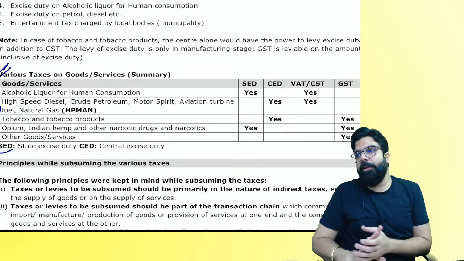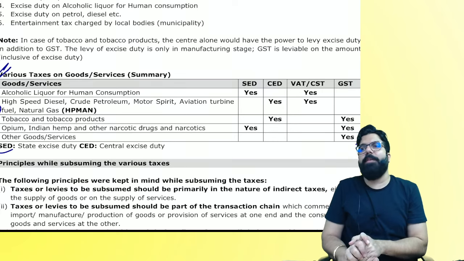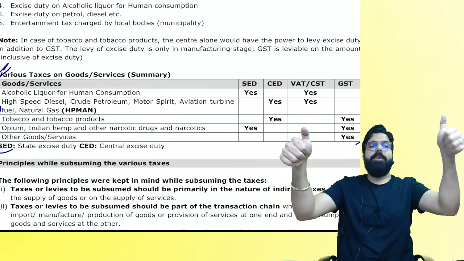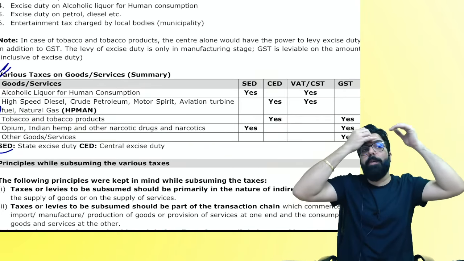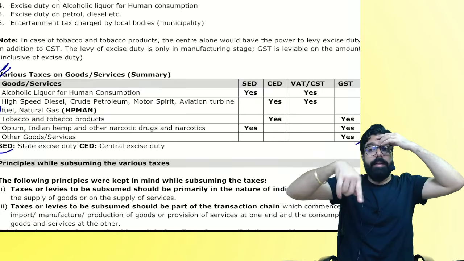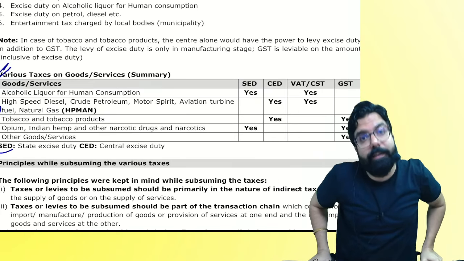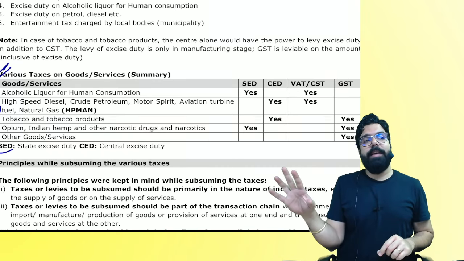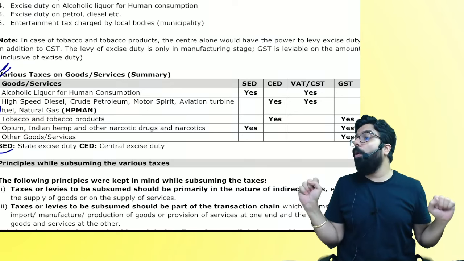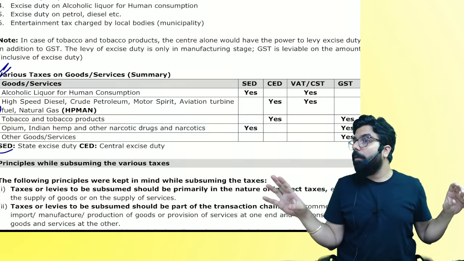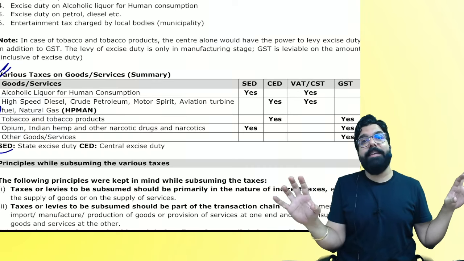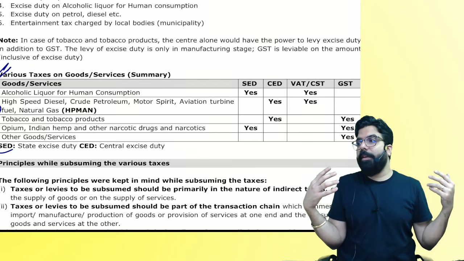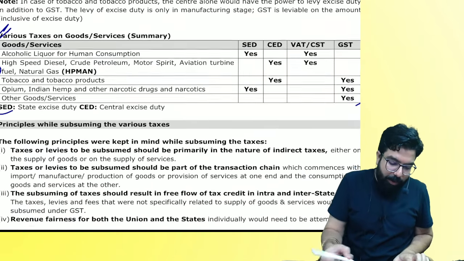Yes, everyone. Can you tell me, alcoholic liquor for human consumption? State excise duty and VAT or CST. VAT when? Within the state. Outside the state? CST. Tobacco? Central excise duty and GST. Petroleum products, OPM? GST and state excise duty. Other goods, GST. Did I already tell you about this?